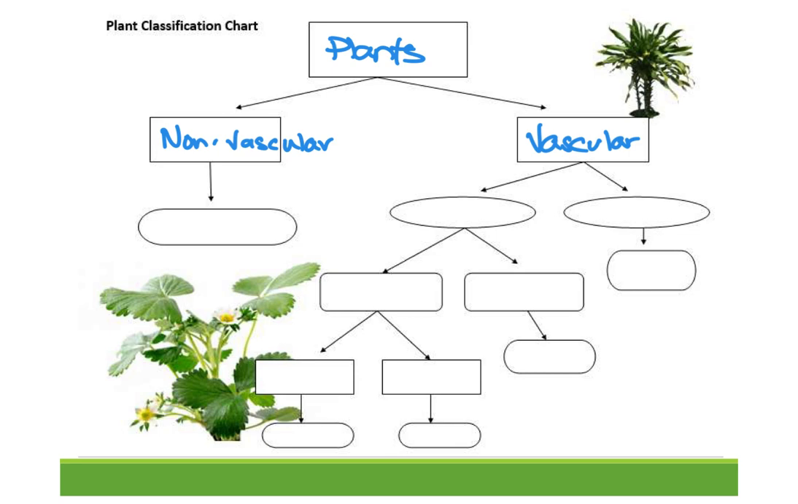Under non-vascular, remember these are things like mosses. So moss would be an example of a non-vascular plant. Of our vascular plants, the two categories are the ones that produce seeds and the ones that do not, so the seed and seedless plants. Our example of a seedless plant is a fern, which reproduces by spores.